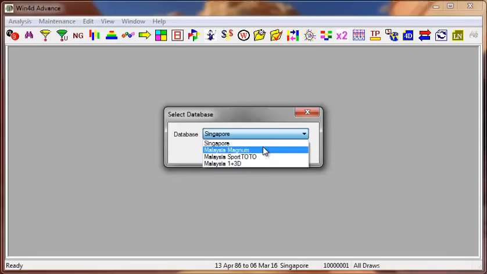Now, as you can see that once you click on this thing called the Change Database options, you can see that Win4D Advance itself consists of 4 data. You can get access to Singapore, and the remaining 3 data are Malaysia Magnum, Malaysia Sports Logo, Malaysia 1+3D. So remember, altogether there are 4 data that you can get access to.